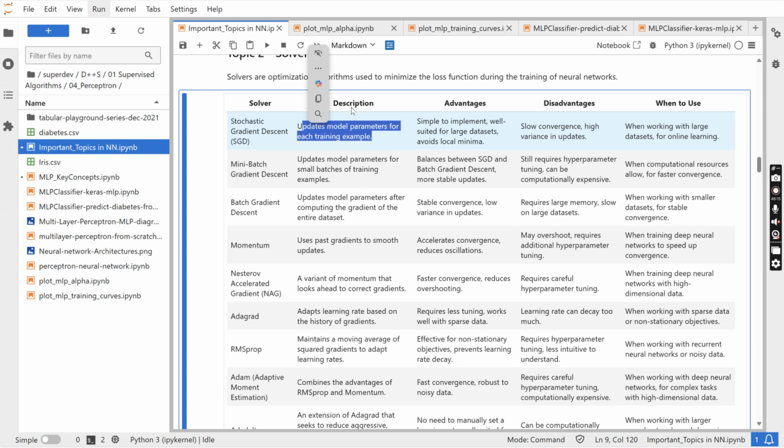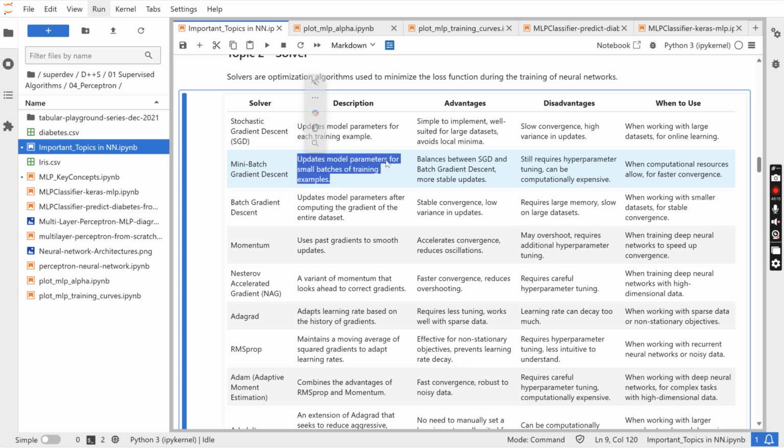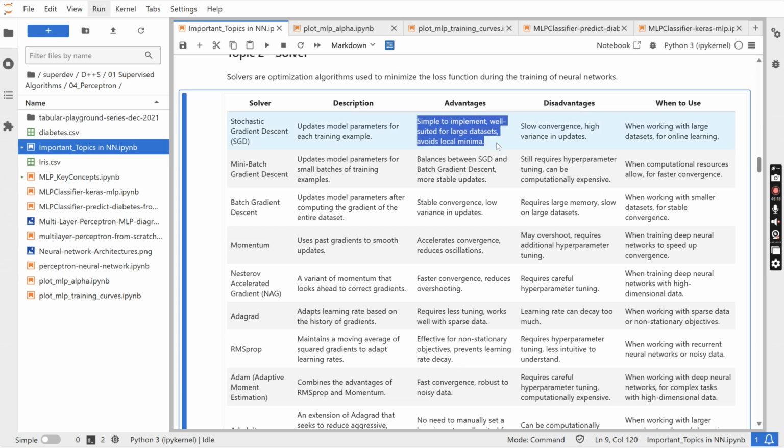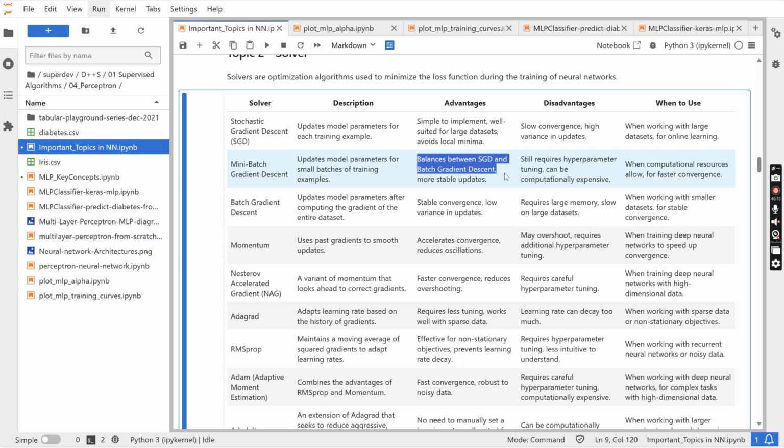Okay. So basically understand that the gradient calculation that we have already learned for logistic regression, just remember all of that here. Next are the advantages: it is very simple to implement, well suited for large data sets, and avoids local minima. Local minima, global minima, again I will talk about those. There is a problem called local minima, so it avoids the local minima. That is one good advantage of it. Next, it balances between stochastic gradient descent and batch gradient descent, and it exhibits more stable updates.